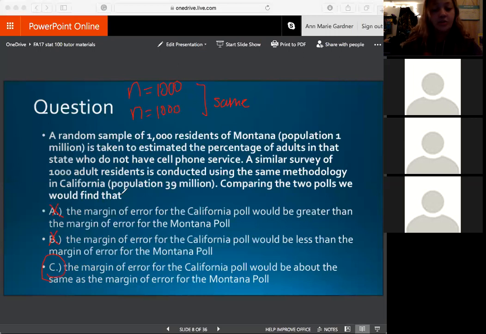So it doesn't have to do with the population size. That's why we want to make sure that our margin of error has a relationship with our sample size, not our population. So just keep that in mind. Does that make sense to everybody, how we did that one? All right, awesome.